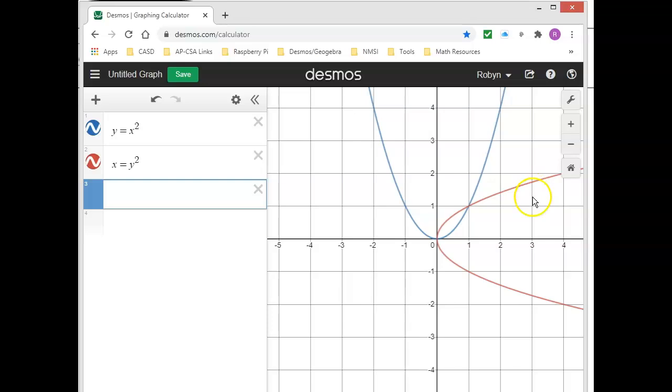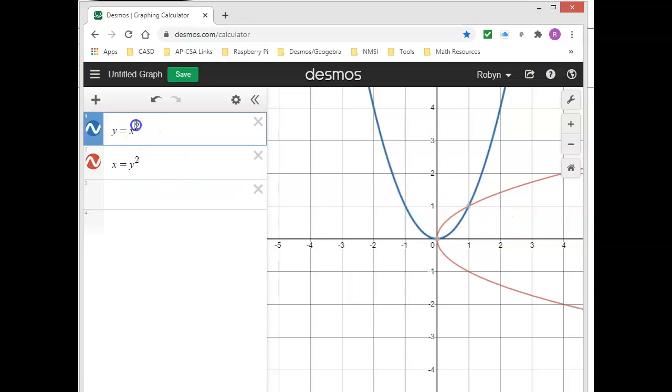Now that inverse graph has symmetry over the line y equals x, like we talked about in examples 1 and 2. So this is the inverse, but notice the inverse fails the vertical line test. So the inverse of y equals x squared is not a function, and that means that y equals x squared is not one-to-one. In order to be one-to-one, the function and its inverse have to be functions. So y equals x squared is not one-to-one.